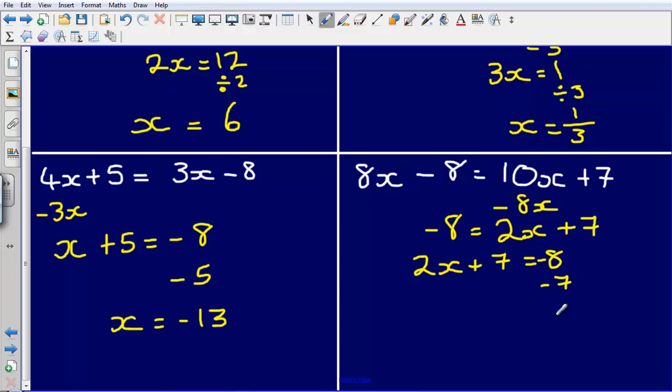All I'm going to do here is take away the plus 7 by subtracting 7, just undoing that plus 7. So that leaves me with 2x is equal to minus 15. So that means that x is equal to minus 15 divided by 2, undoing that multiply by 2. So it's going to be minus 15 over 2, which I could then write as minus 7 and a half. So how many 2's fit into minus 15? Minus 7 with a remainder of 1, and I divided by 2.